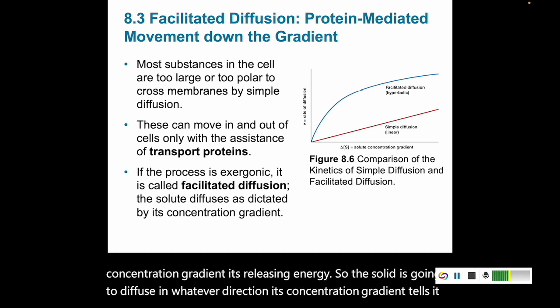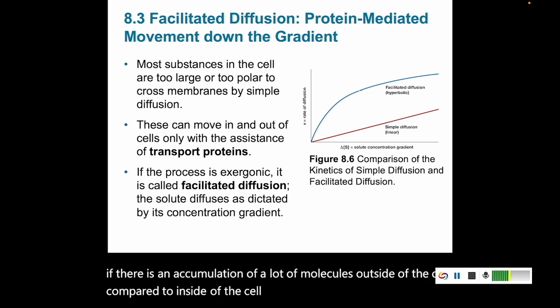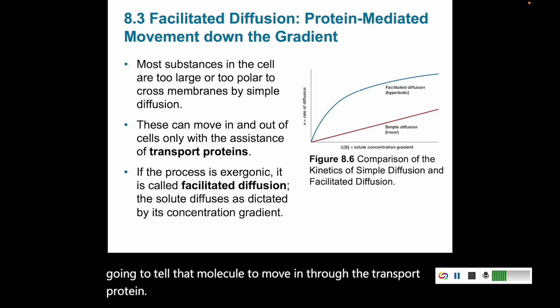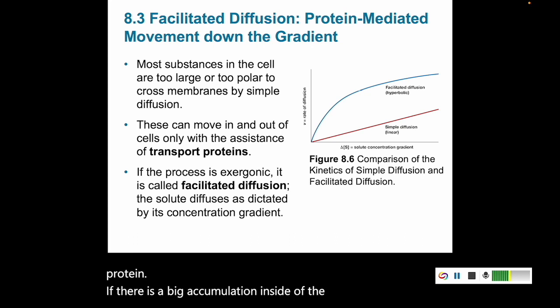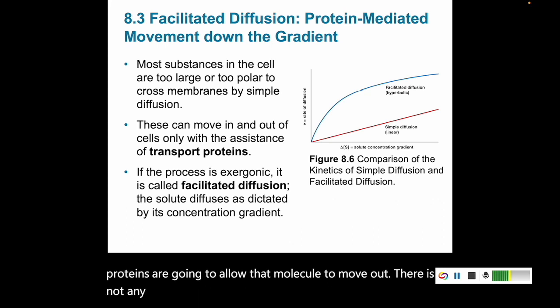If there's an accumulation of a lot of molecules outside of the cell compared to inside of the cell, that concentration gradient is going to tell that molecule to move in through the transport protein. If there's a big accumulation inside of the cell, those transport proteins are going to allow that molecule to move out. There's not any inherent directionality here, just whatever its concentration gradient says to do.